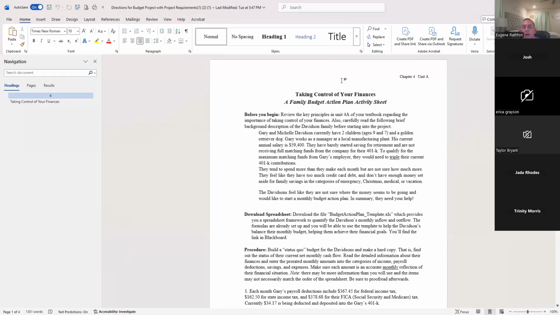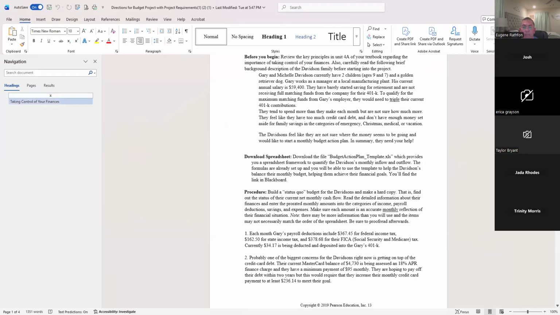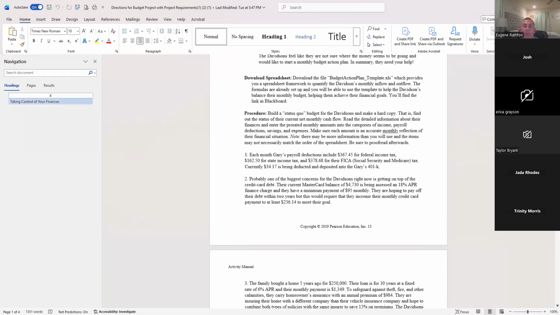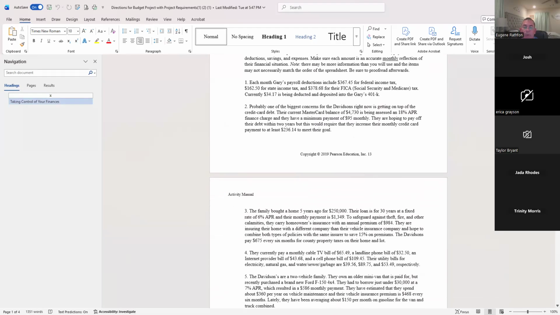There's another download for the Davidson family. So it's going to give us information on like his annual salary is 59,400. We're going to fill out everything on our spreadsheet based off of the information they're giving us, okay? And it'll go down through here and it tells us everything we're going to put in there.